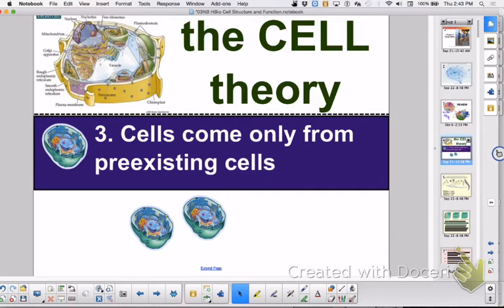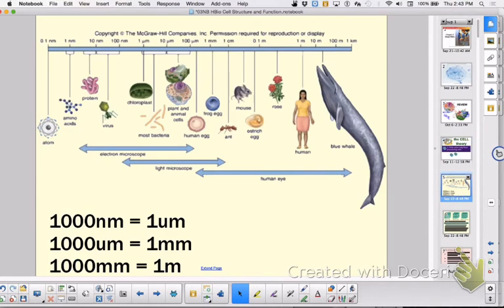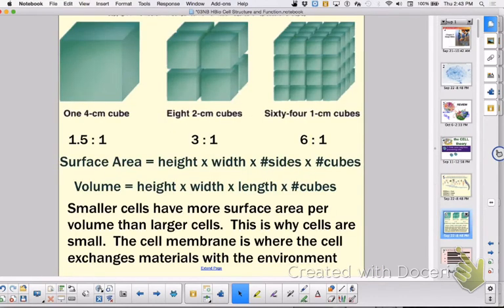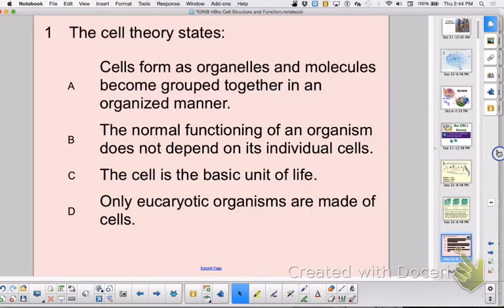Okay, next thing I want to talk to you about is scale. We know that cells are very small, and why do we want cells to be small? So they have a large surface area per volume, because everything goes across the cell membrane. Okay, so you want to have a large surface area to volume. Perfect.